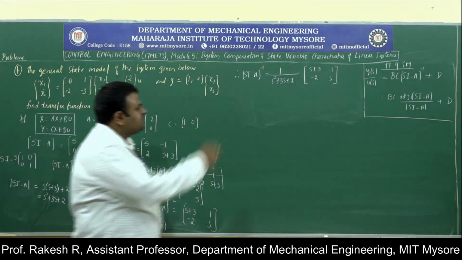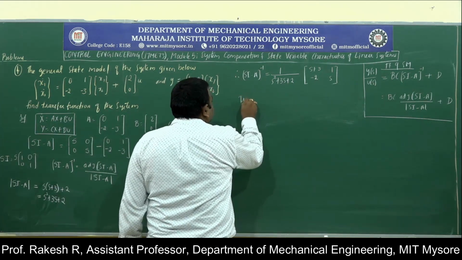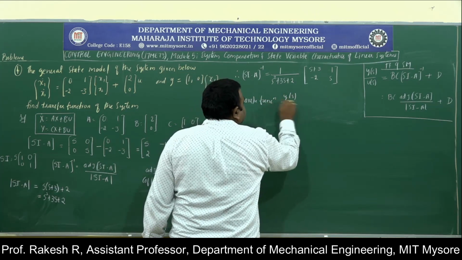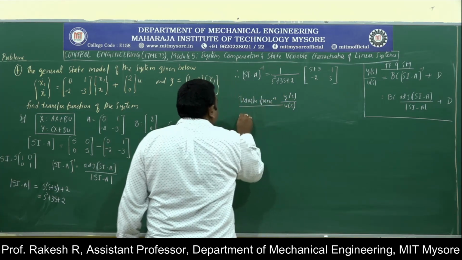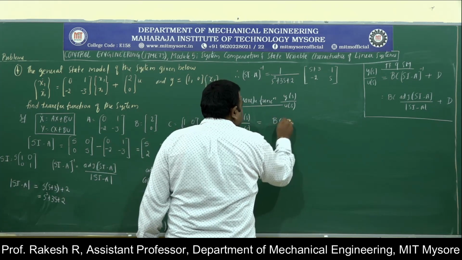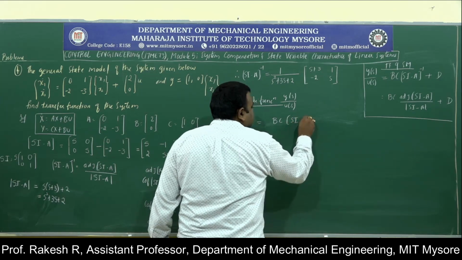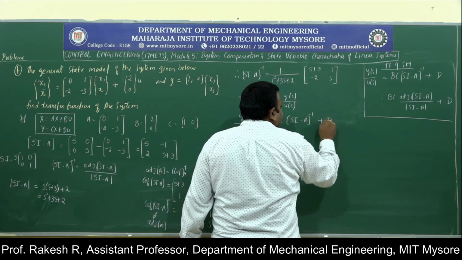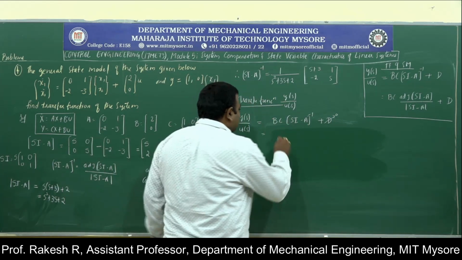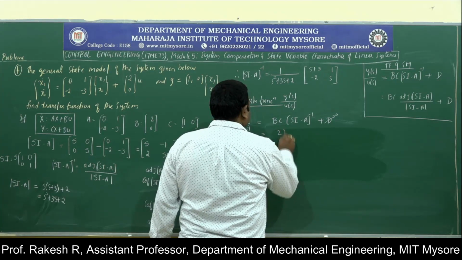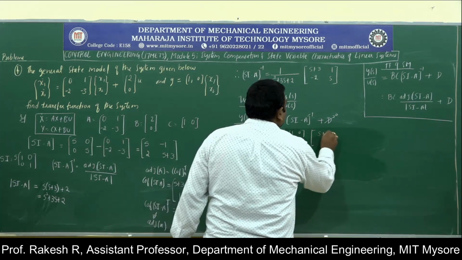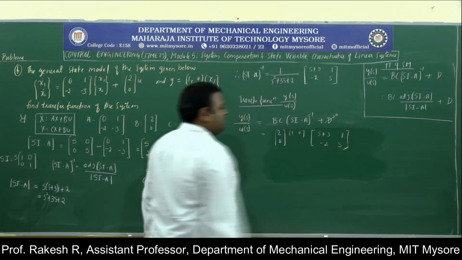Then after doing this, calculate the transfer function. Transfer function Y(s) by U(s) will be equal to C (sI minus A) inverse B plus D. Here D will be equal to 0. So let us substitute the values of B and C here. B is nothing but [2; 0]. C is [1, 0], and (sI minus A) inverse is [s+3, 1; -2, s].